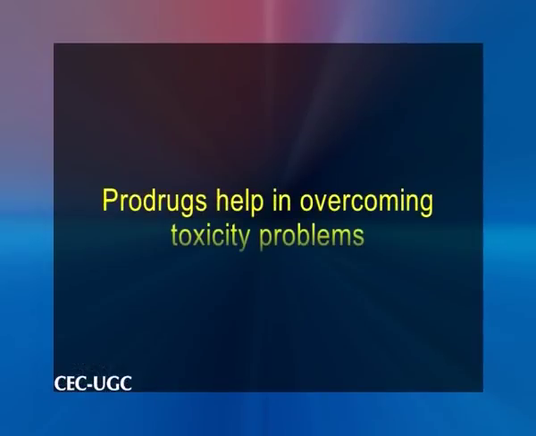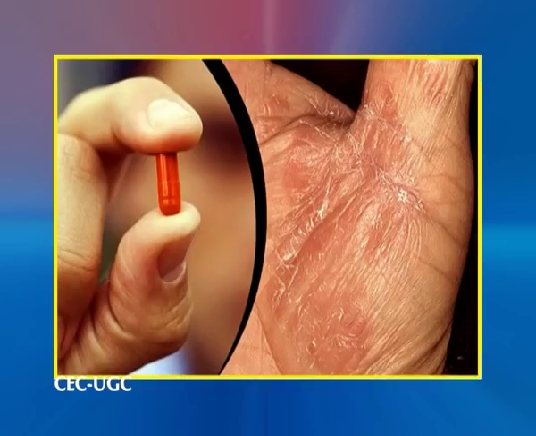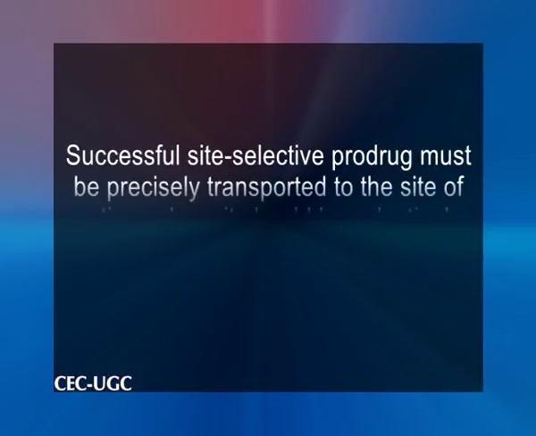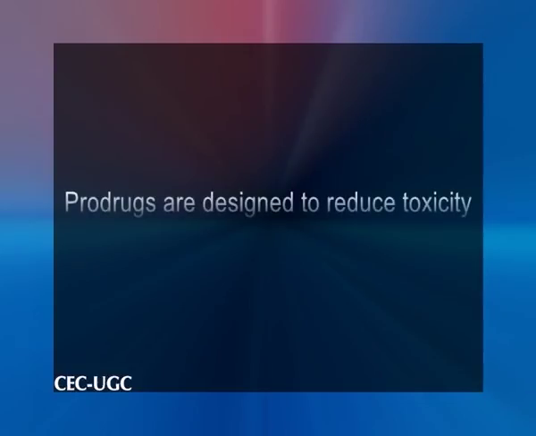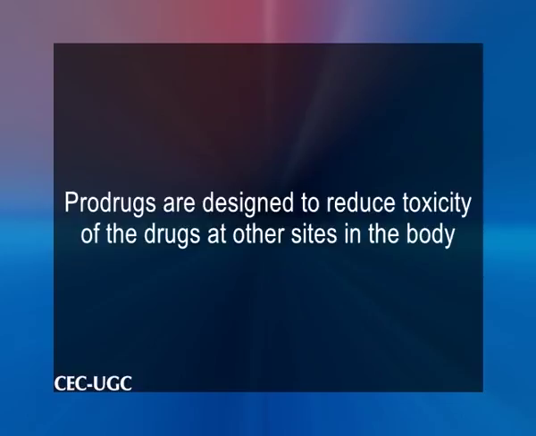Prodrugs also help in overcoming toxicity problems. Adverse drug reactions can change the structure or function of cells, tissues, and organs and can be detrimental to the organism. A successful site-selective prodrug must be precisely transported to the site of action, where it should be selectively and quantitatively transformed into the active drug, which is retained in the target tissue to produce its therapeutic effect. The ubiquitous distribution of most of the endogenous enzymes that are responsible for bioactivating prodrugs diminishes the opportunities for selective drug delivery and targeting. Prodrugs are therefore designed to reduce toxicity of the drugs at other sites in the body.